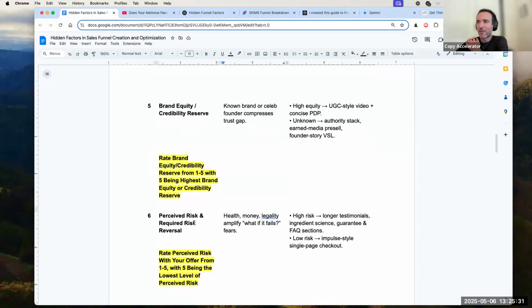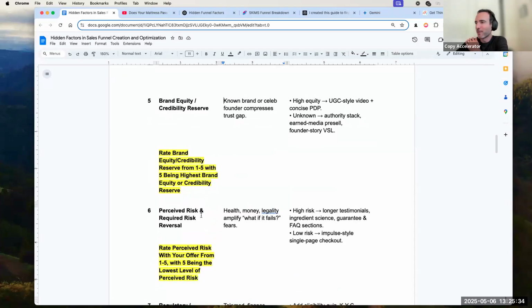This one is perceived risk and required risk reversal. I did think it was interesting the way this got framed: the less risk, the easier, and the fewer copies needed, in general. So what does that mean?